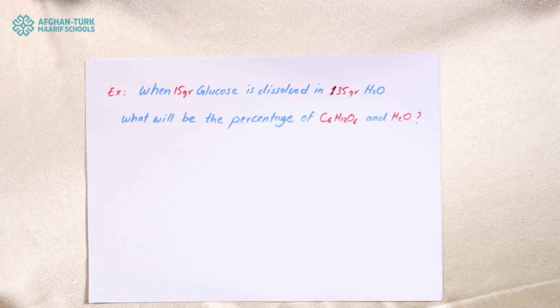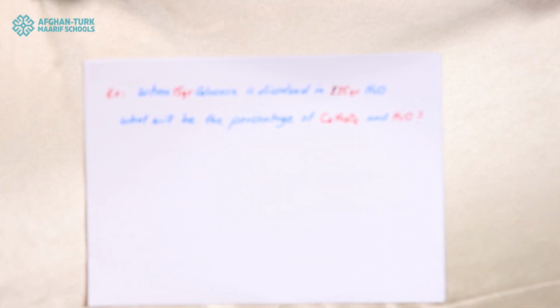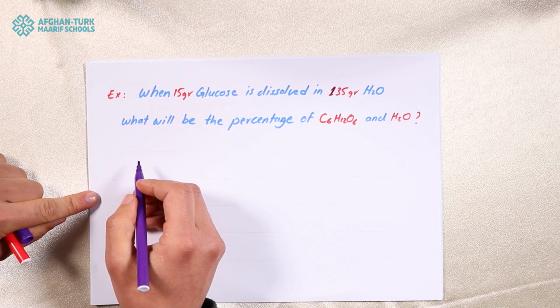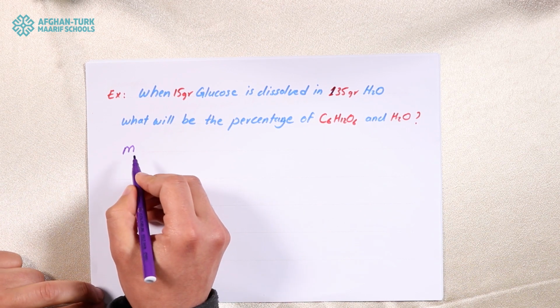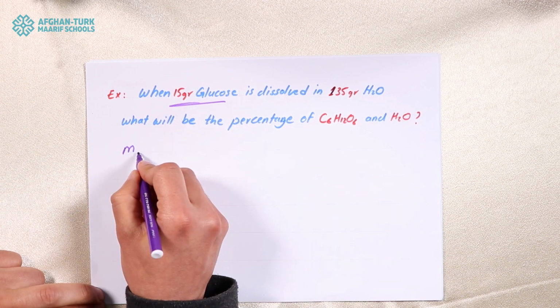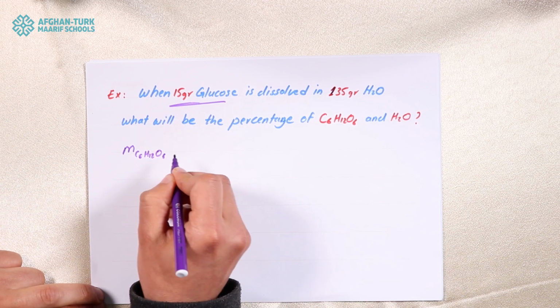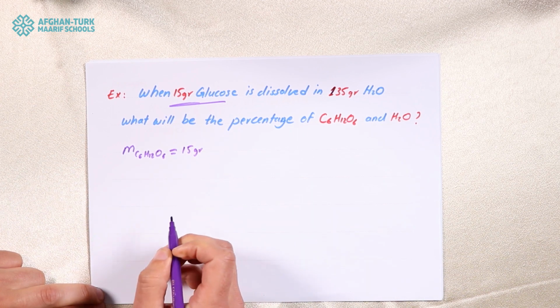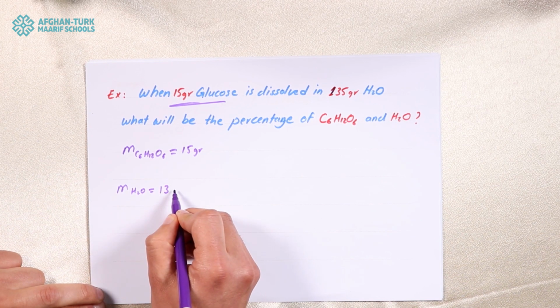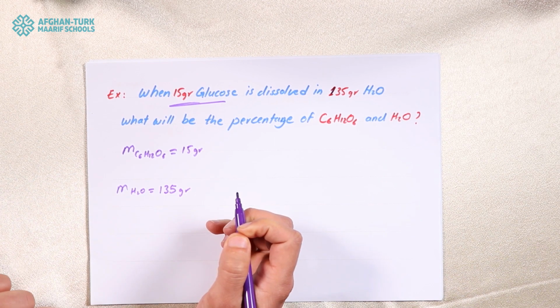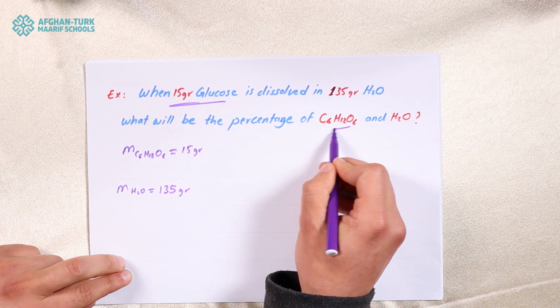Okay, another question. When 15 grams of glucose is dissolved in 135 grams of water, what will be the percentage of glucose and water in this solution? At first we should categorize our question. We have mass of glucose, C6H12O6, equal to 15 grams. Also mass of water we have here is 135 grams. We should find the percentage of each part of this solution.